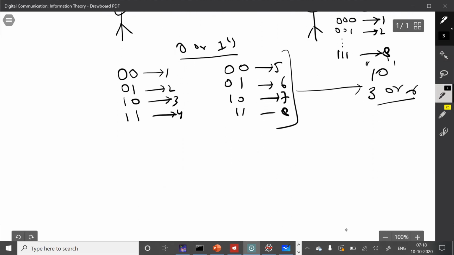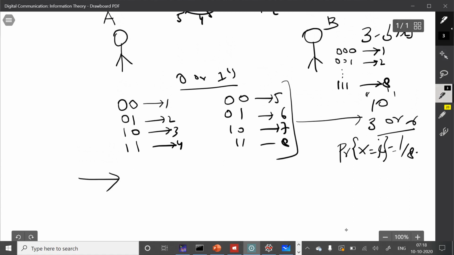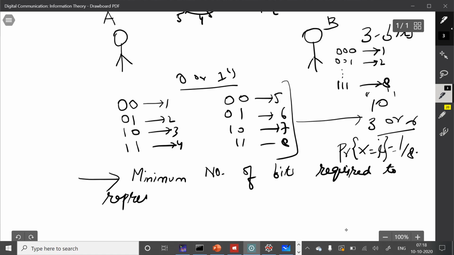Now we know that the probability of getting any number is 1 by 8. Now how can we quantify this quantity, that is, the minimum number of bits required to represent the outcome of a random source?